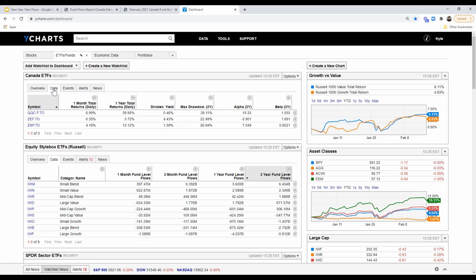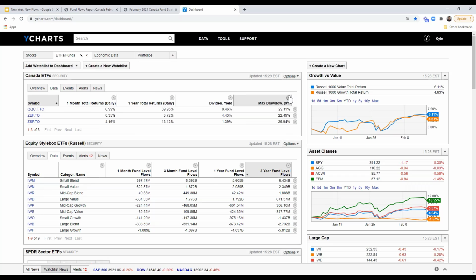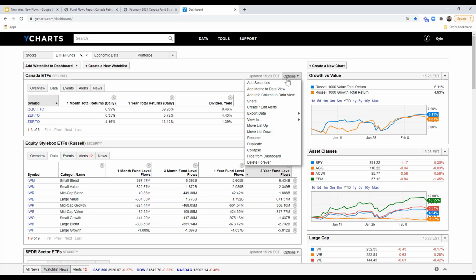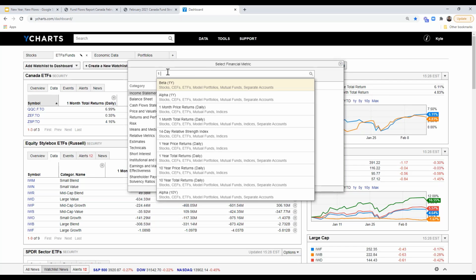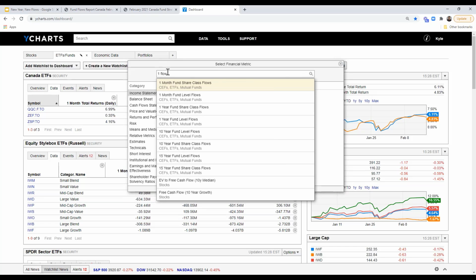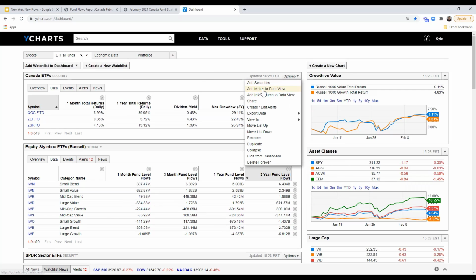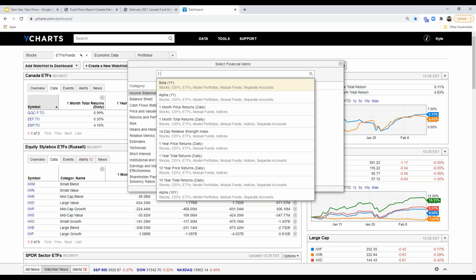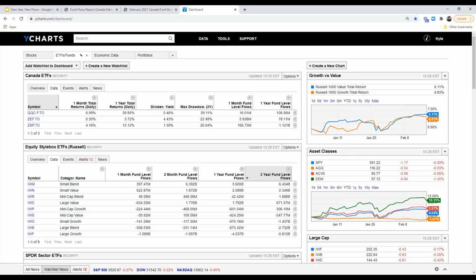So we start you out with those 6 columns, but if there's something here that's taking up space that you're not interested in, you can remove it and replace it with flow data via the options dropdown in the upper right-hand corner. So if you click on options, add metric to data view, in similar fashion, we'll search for "flow." We'll have our 1 month fund flow. We'll slot that in. We can add additional time frames as well if you want year to date or 1 year. You can add that in.